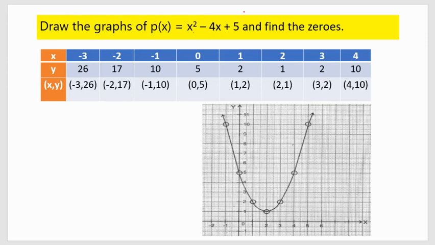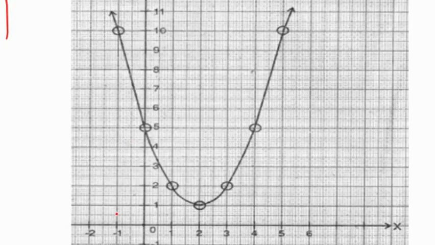We'll see one more question to find the zeros of a quadratic polynomial using the graphical method. The quadratic polynomial is x square minus 4x plus 5. As I told, you have to represent the x values always as minus 3, minus 2, minus 1, 0, 1, 2, 3, 4. When x is minus 3, the value of y is 26. You have to replace x value in the given quadratic polynomial, and we'll get the y value. After getting the points, we have to plot these points in the graph. So minus 1 comma 10, the point lies here.